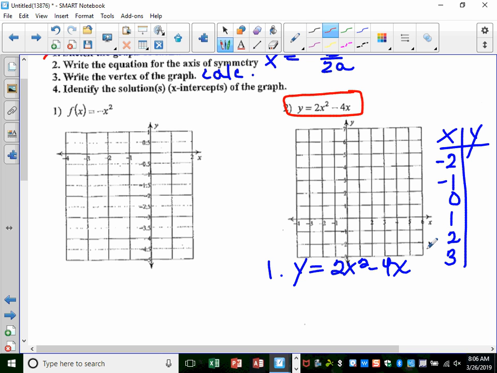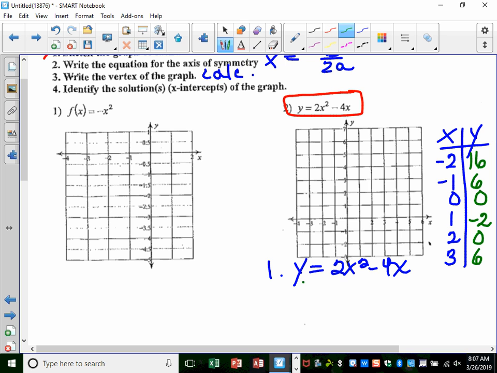Once you hit second graph to get to the table, we're just going to fill in what y values pair up with the x values. Can someone tell me -2 pairs up with what? 16. So we know we're not going to be graphing that, because that's just too big. -1 pairs up with what? 6. 0 pairs up with 0. How about 1? And 2? And 3? 6. Okay.